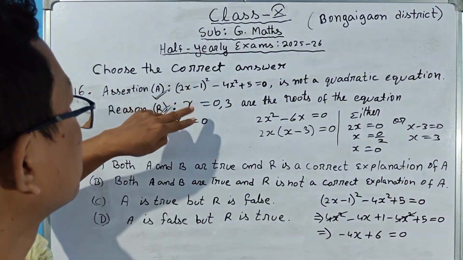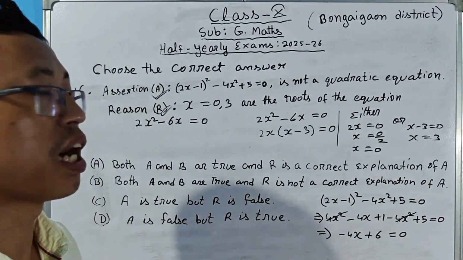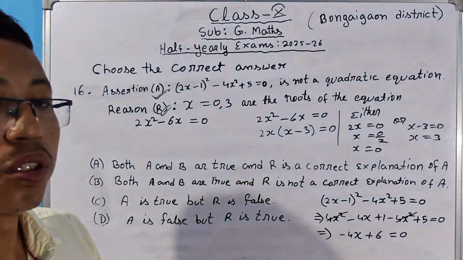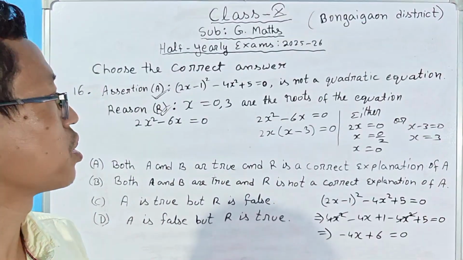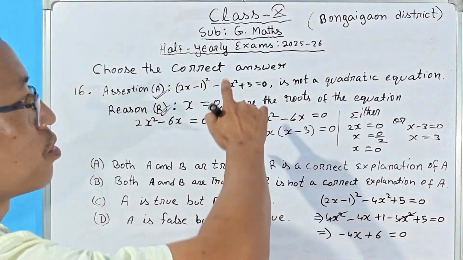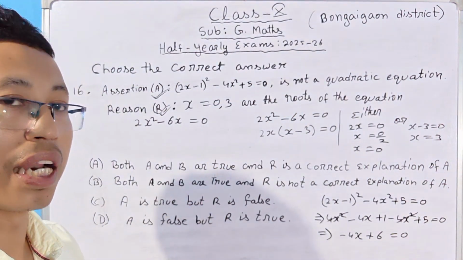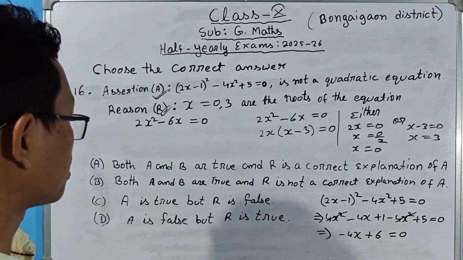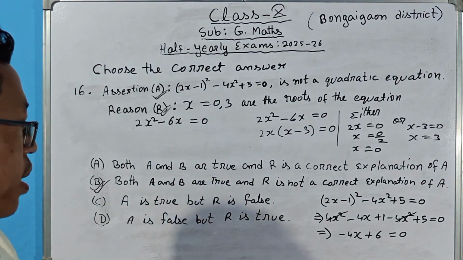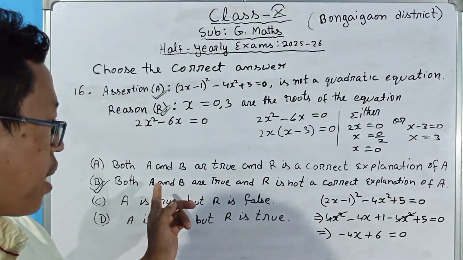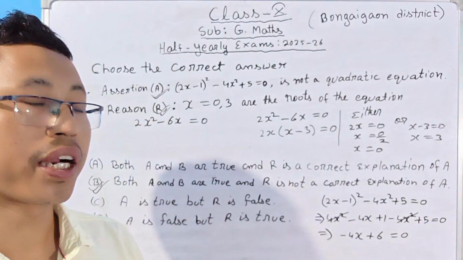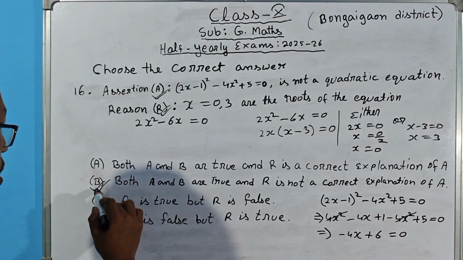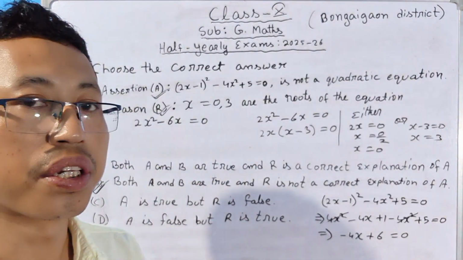But here we see the reason is not related to the assertion. Here is a separate quadratic equation. We are finding the roots in the reason. So both are not connected, meaning the reason is not from the assertion. Therefore, our correct answer is option B, where both A and R are true and R is not a correct explanation of A. Clear? Therefore, our answer is option B.